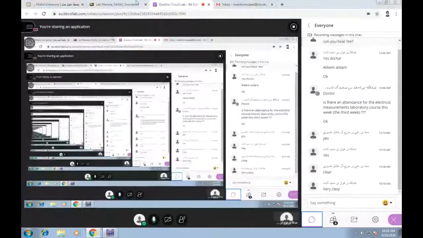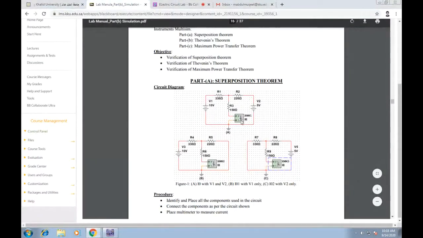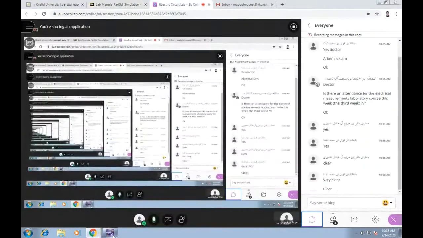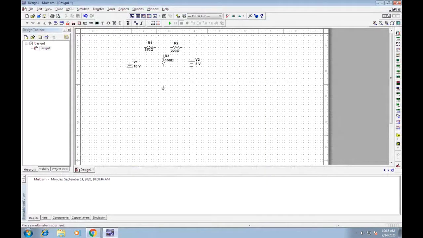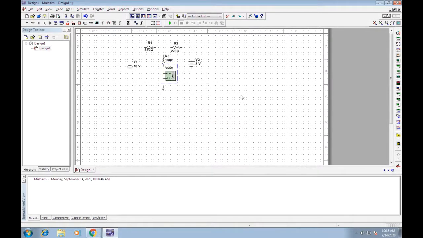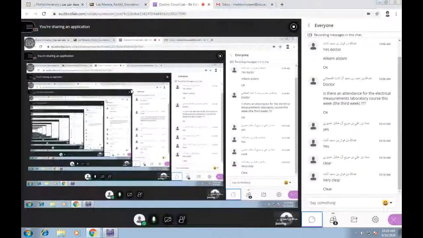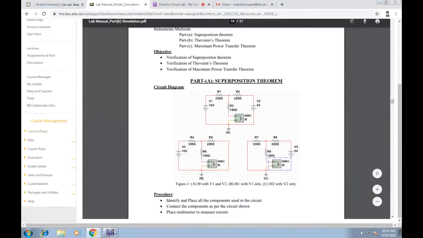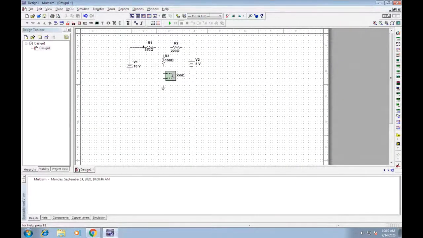As per the diagram, you can see we require one multimeter. So let us consider one multimeter. Multimeter is available here. You can see here, it is multimeter, right? So click multimeter and place it here. You know that it is rotated, so rotate clockwise and move accordingly. Any questions till here? Then complete the connections. As per the lab manual, you are supposed to make the connections. You know how to make the connections, right?